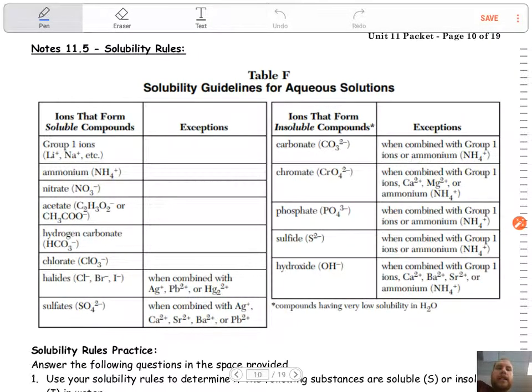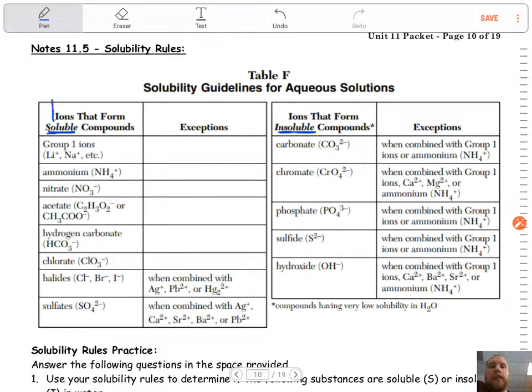When you look at Table F, you've got two categories. You've got ions that form soluble compounds on the left, and ions that form insoluble compounds. So there are two terms you have to be familiar with. If you haven't learned the vocab, not just written it down, but made flashcards and are studying them, this is where you might get confused.